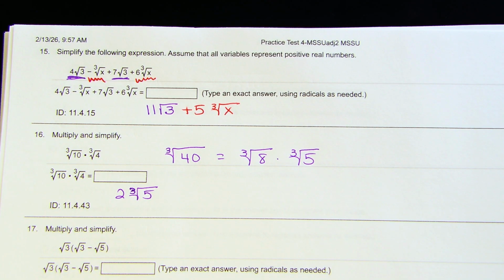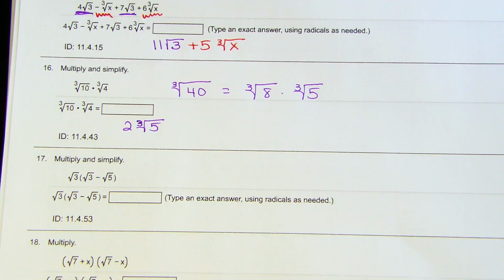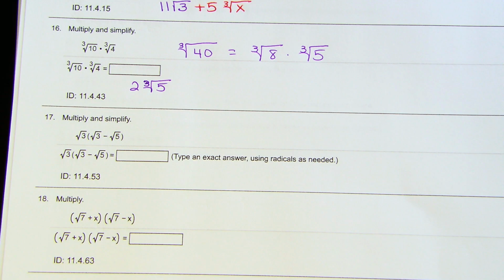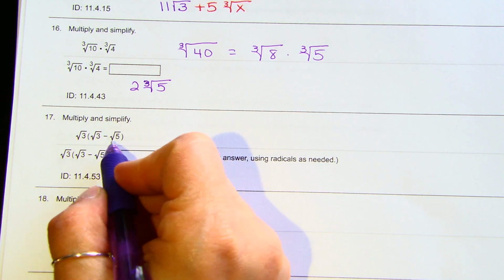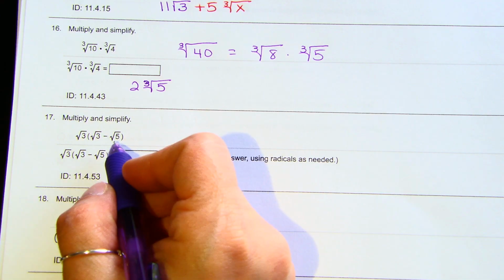All right, 17 says to multiply. And again, the first thing we want to make sure is that all of our indexes are the same. And in this case, they are, because they are all square roots. Now, we have one term outside and 2 terms inside. We always want to make sure we can't do anything with the 2 terms inside first. And in this case, we can't, because it's a subtraction inside. And we need the same radicand and the same index, and we don't have those.